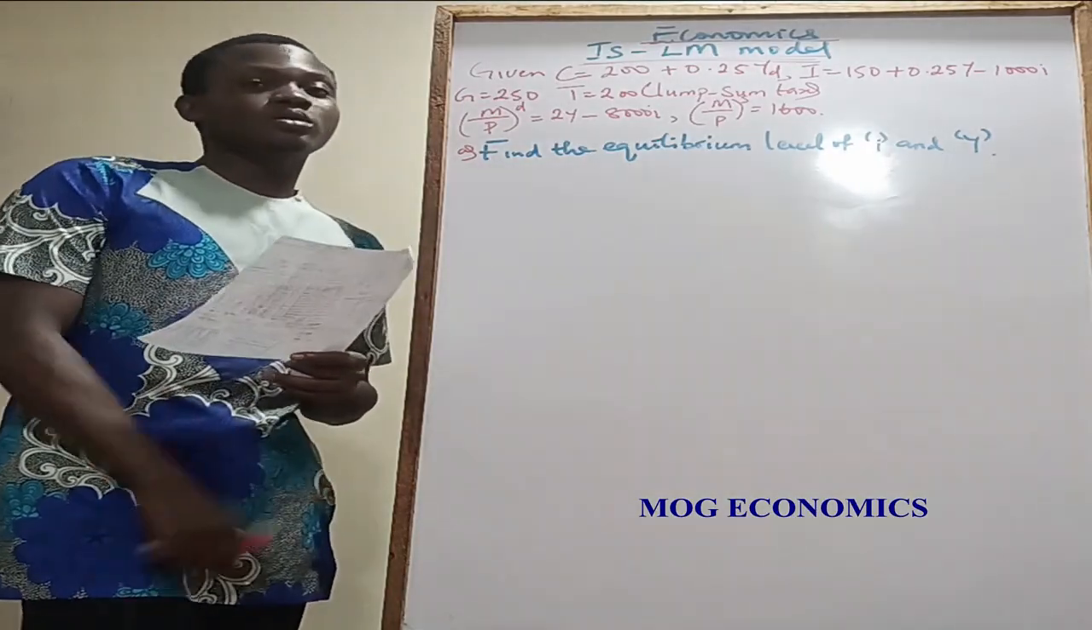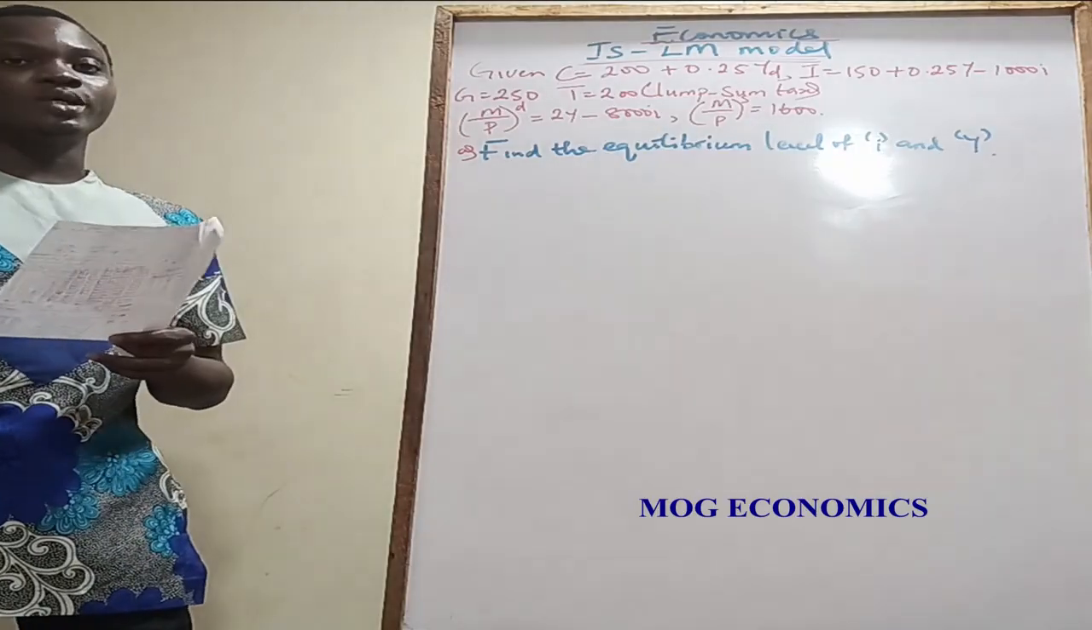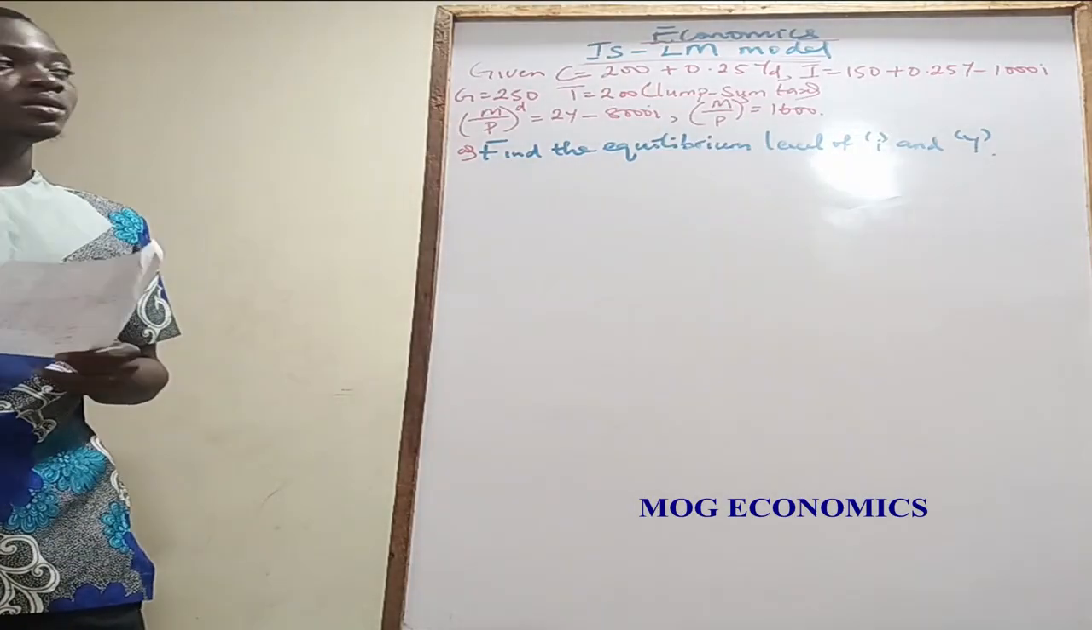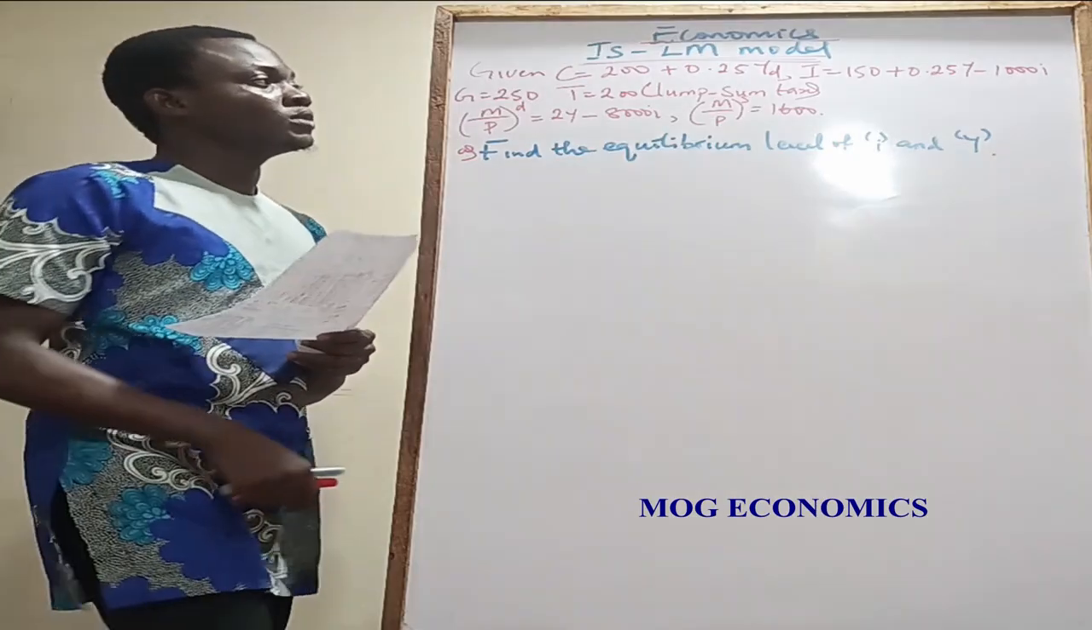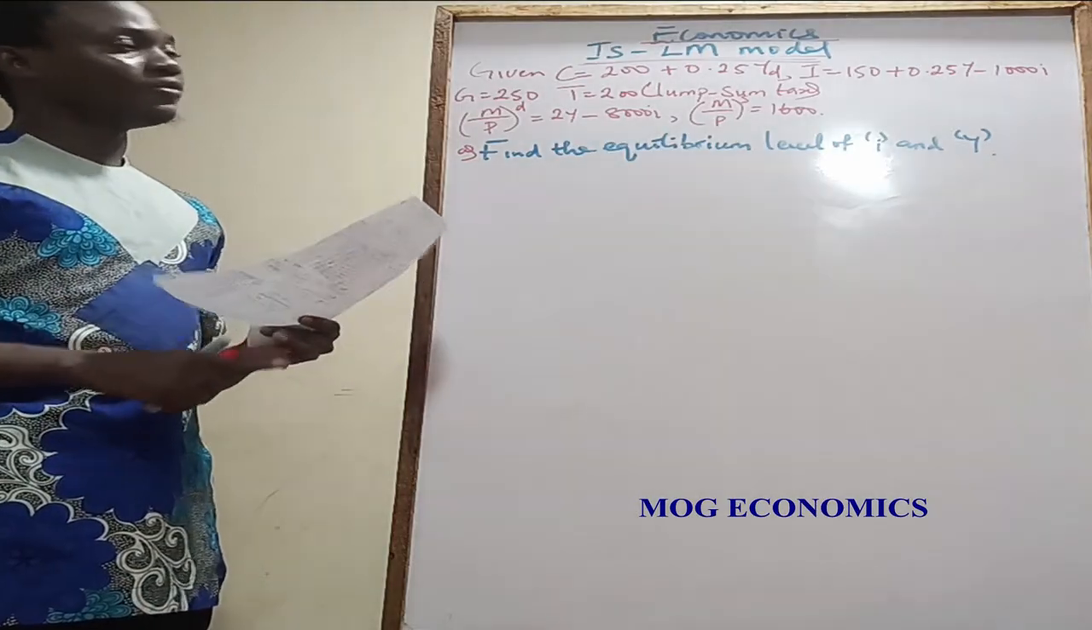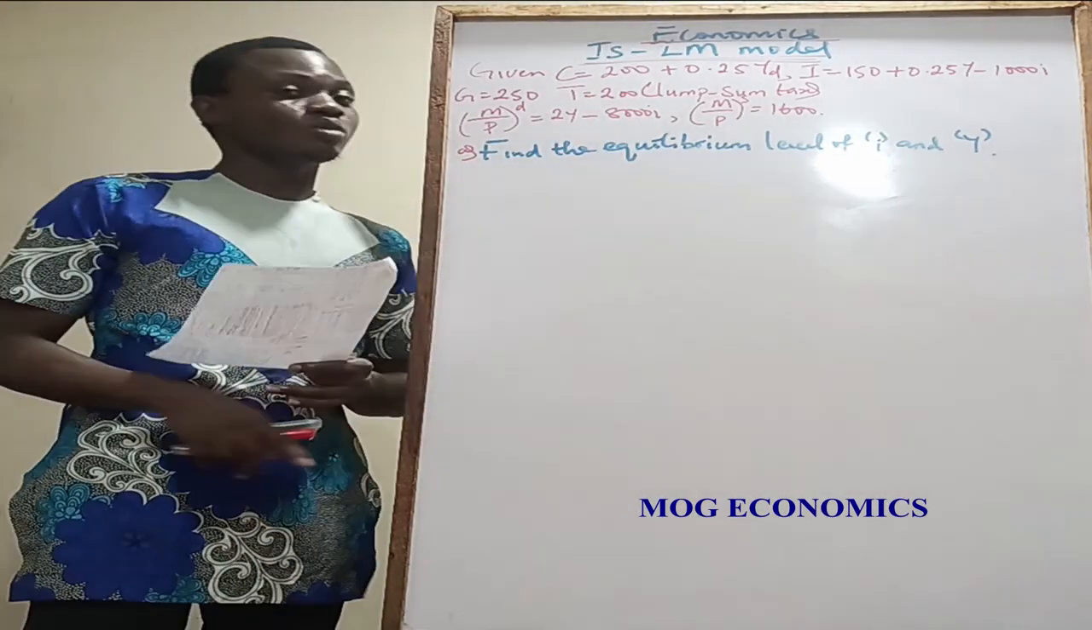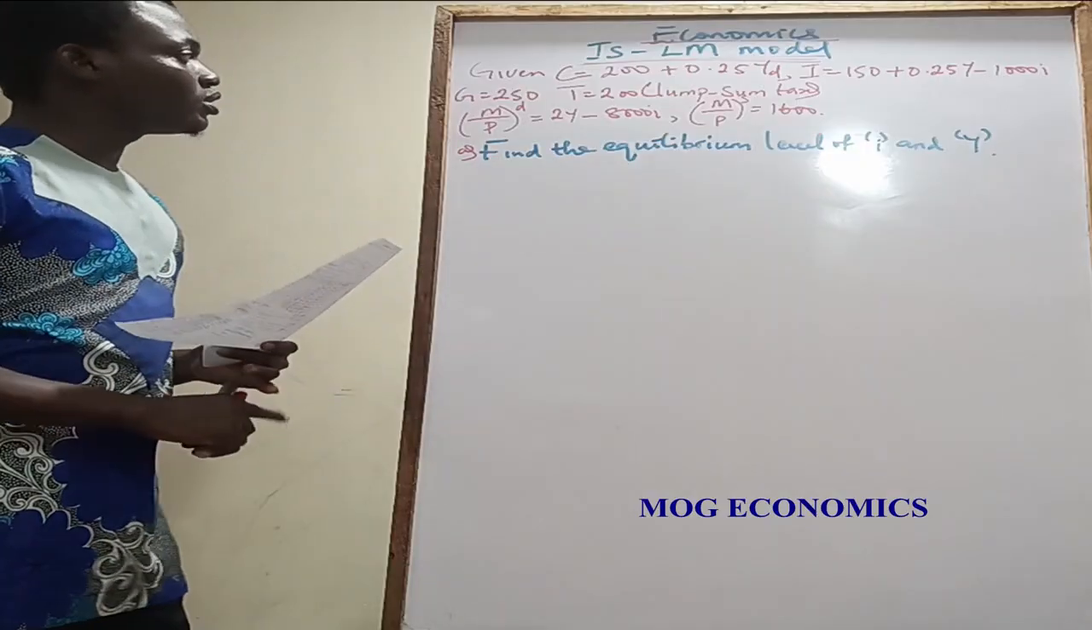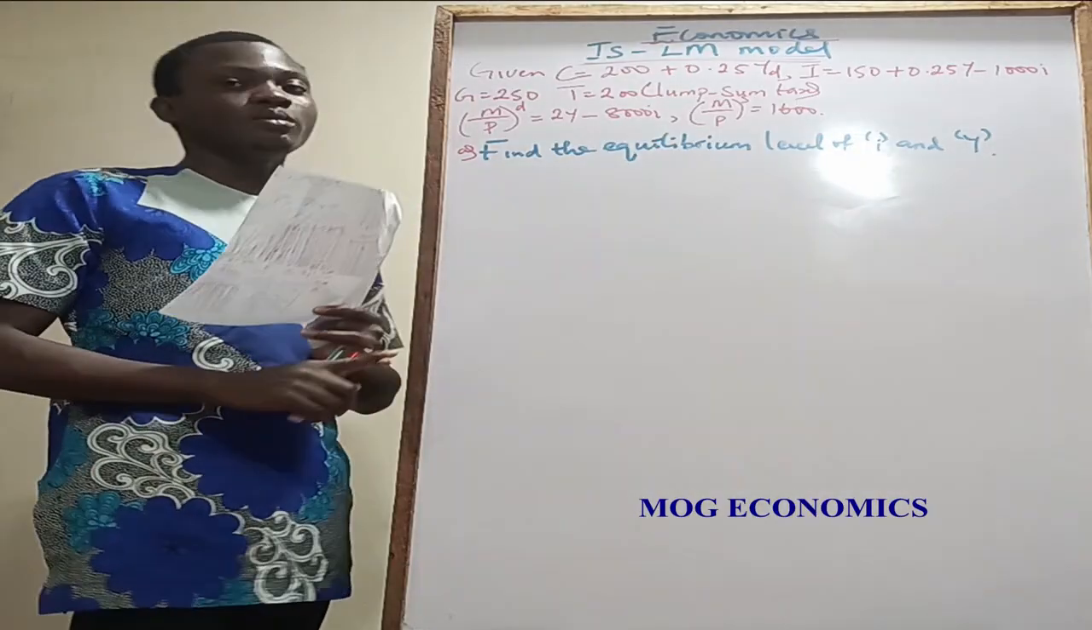You are given a consumption function C equals 200 plus 0.25 YD, YD meaning disposable income. The investment function is 150 plus 0.5Y minus 1000i. Then G is 250, T is 200, which is a lump sum tax.